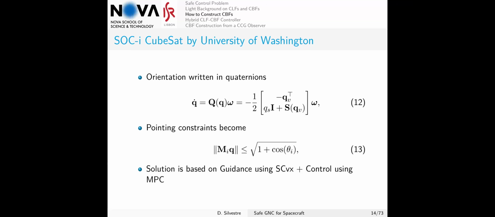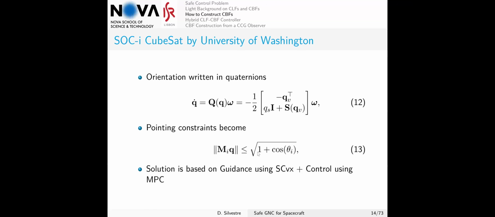So that's a very rich discussion to be had, and it's going to be a preference anyway, I would say. But still, the point is, even if you write this in quaternions, you can still write the type of pointing constraints like this.